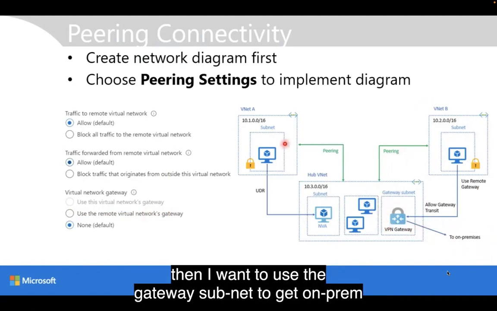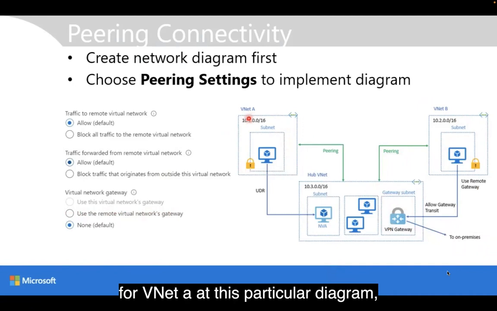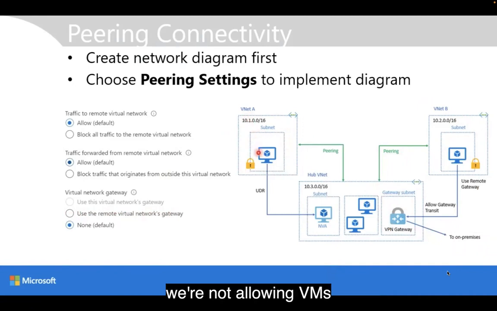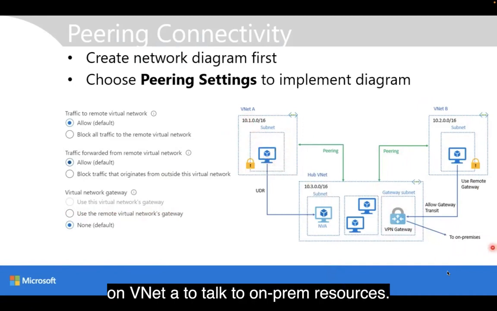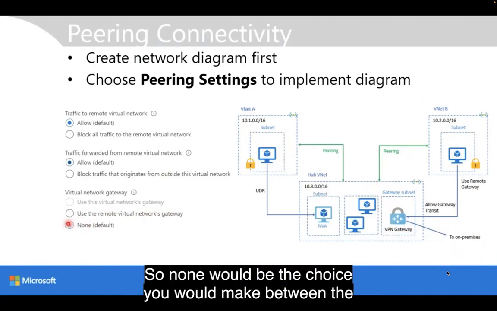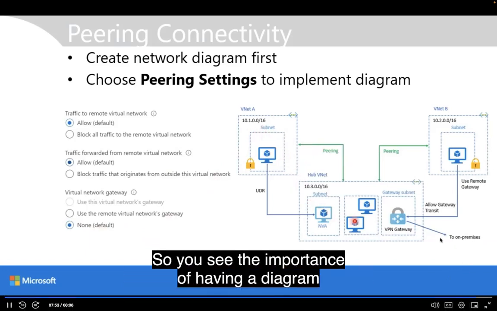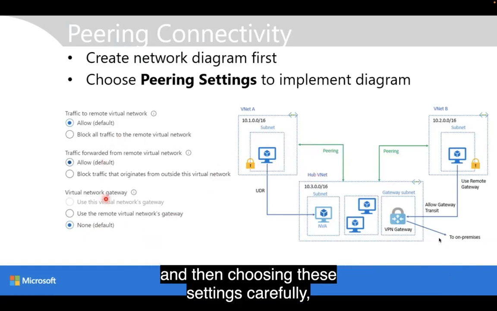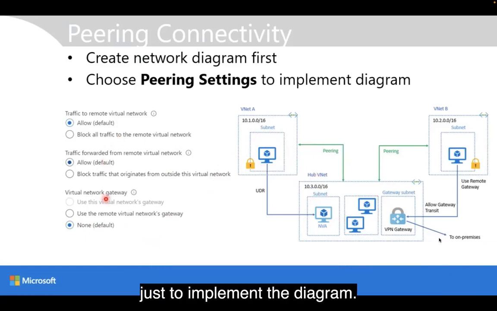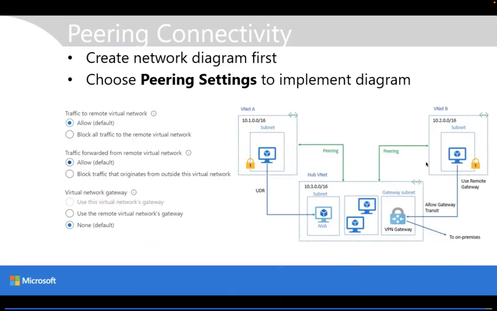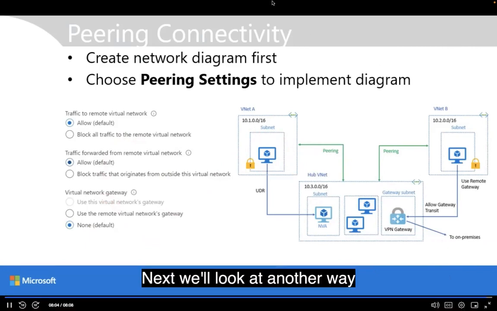In other words, once my traffic passes to hub, then I want to use the gateway subnet to get on-prem. For VNet A, in this particular diagram, we're not allowing VMs on VNet A to talk to on-prem resources. So none would be the choice you would make between the peering relationship from A to hub. So you see the importance of having a diagram and then choosing these settings carefully just to implement the diagram. Next, we'll look at another way to connect two VNets together.